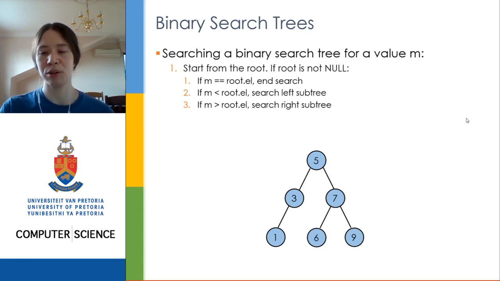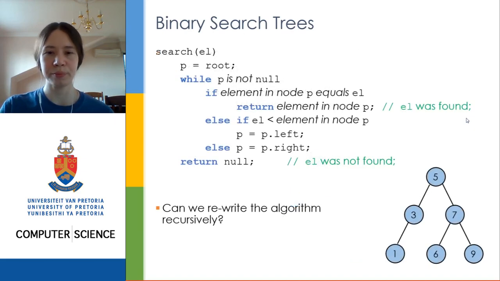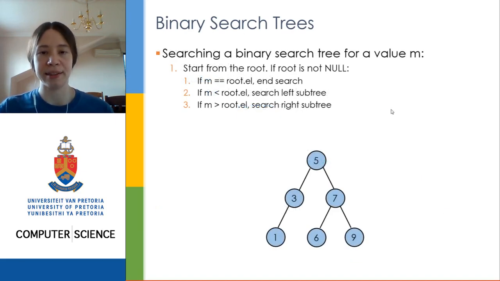So let's say I'm looking for 8. I start at 5, 8 is larger than 5, therefore I'm going to go to the right hand side. I now compare 7 to 8, they are not equal, so I haven't found it yet. I'm going to go to the right hand side of 7. I compare 8 to 9, it's not equal. I try to go to the right, it's not equal, but 8 is actually less than 9, so I will try to go to the left hand side of 9.